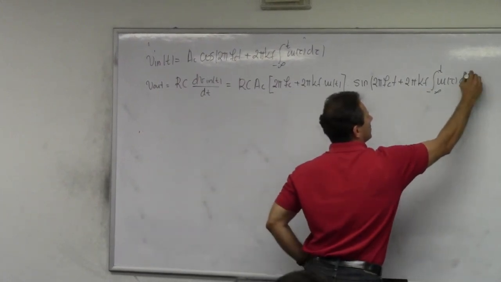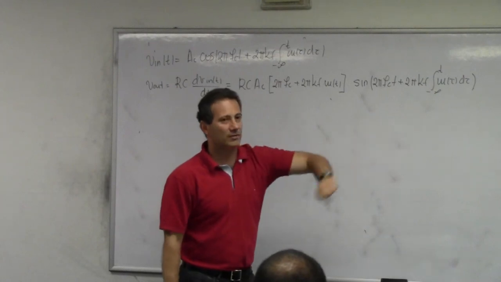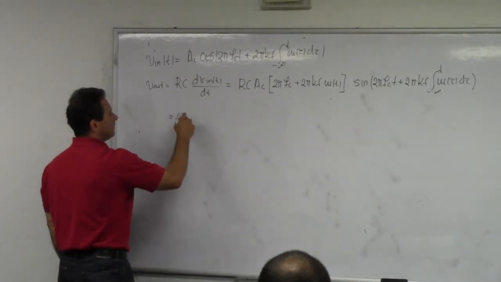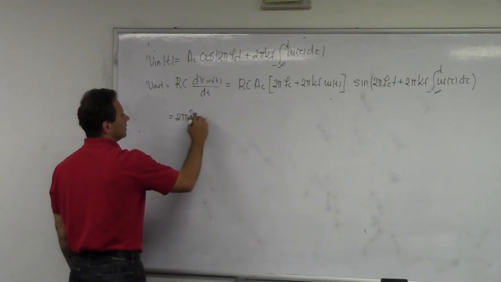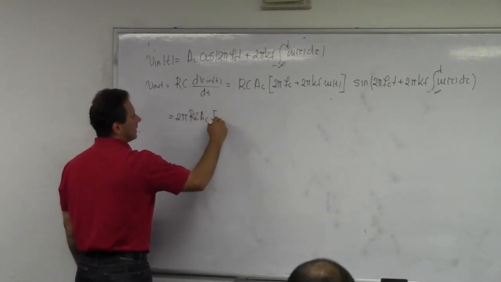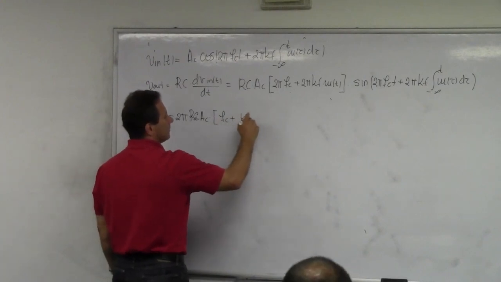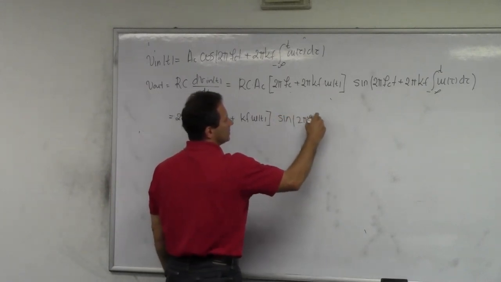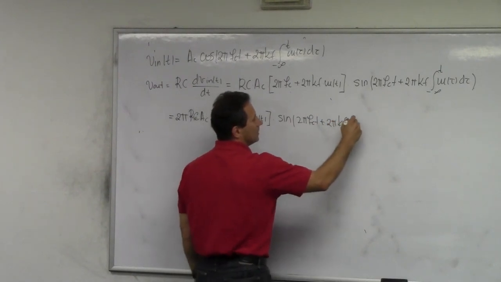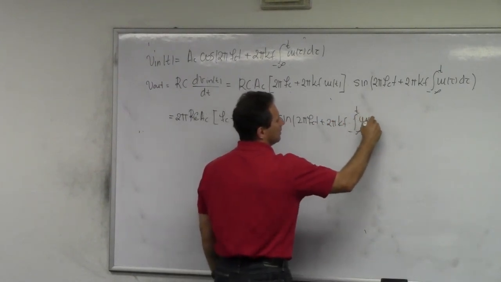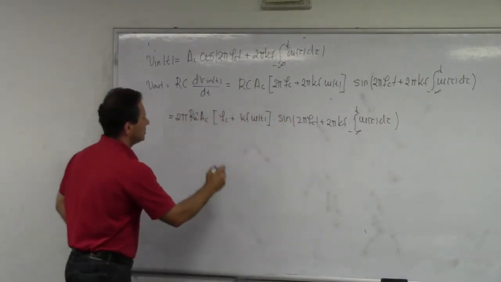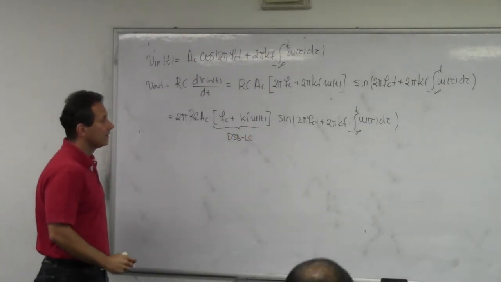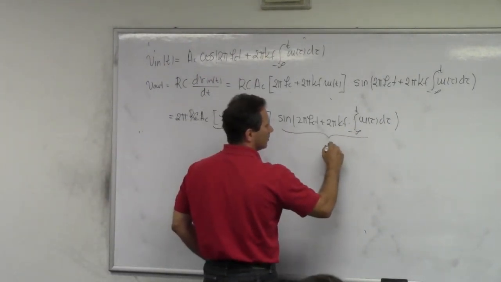So that's what comes at the output. If I present this FM signal to the input of that circuit, this is what comes at the output of that circuit. Now, there are two parts here. There's this 2 pi RC AC, and then I have FC plus KF times M of T, and then I have the sine 2 pi FCT plus 2 pi KF times the integral from minus infinity to T of M of tau d tau. You notice this is your double sideband large carrier, right? And this part here is still FM modulated.